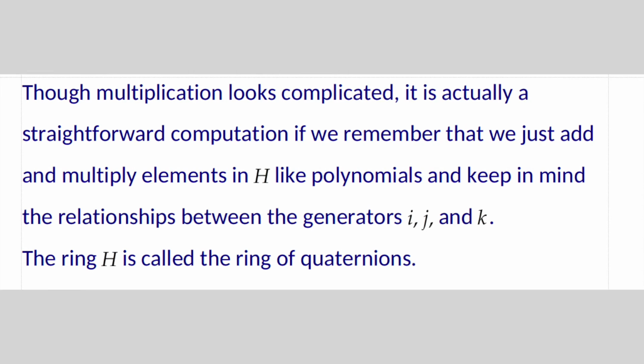Though multiplication looks complicated, it is actually a straightforward computation if we remember that we just add and multiply elements in H like polynomials and keep in mind the relationships between the generators i, j and k. The ring H is called the ring of quaternions.